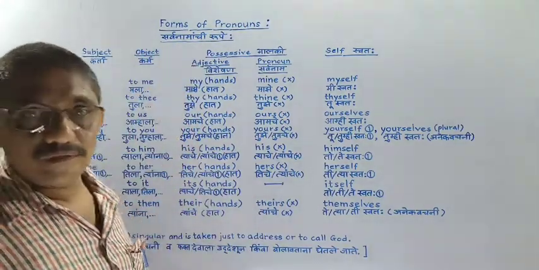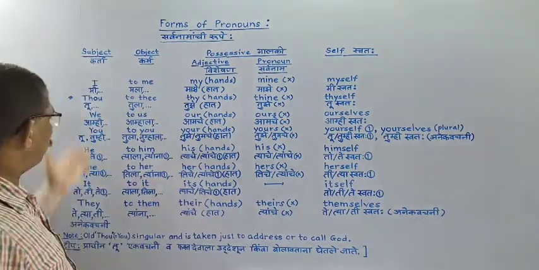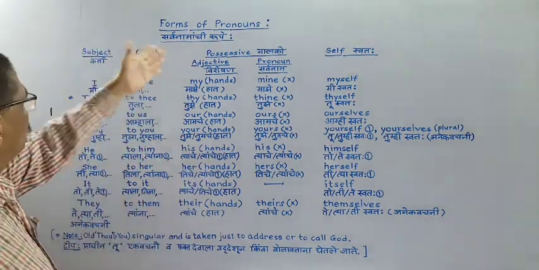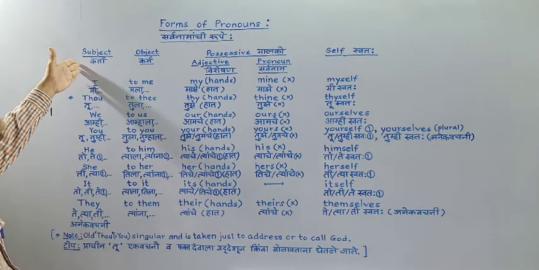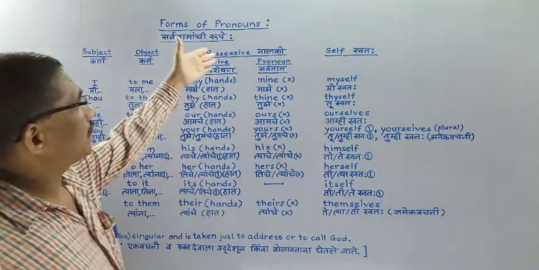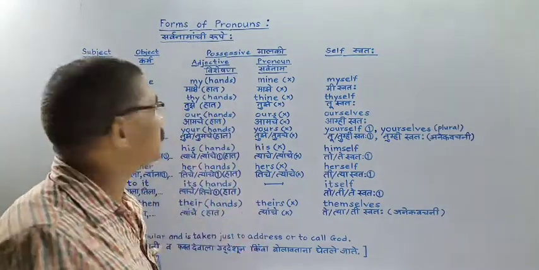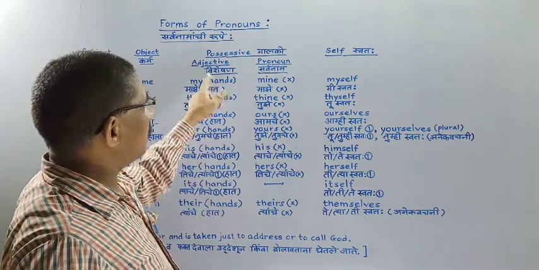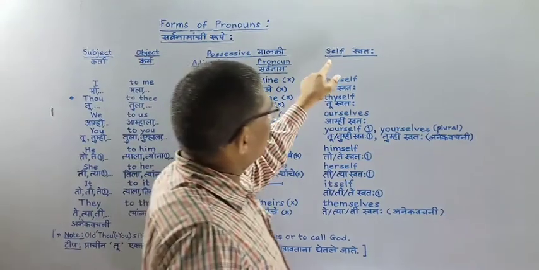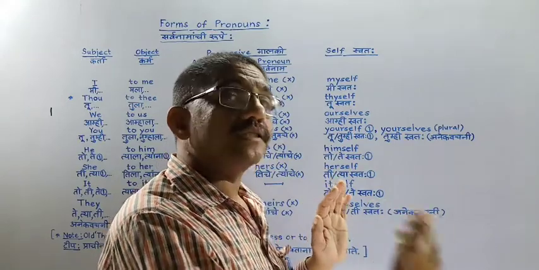Forms of pronouns. Our topic is forms of pronouns. Here we see 5 columns. The first column tells us the pronoun is used as a subject. Here is the case of object. Here it is the possessive case. In this possessive case, there are two categories: one with the thing and another without the thing. So it is a pronoun form. Then the reflexive form, attached with self or selves.